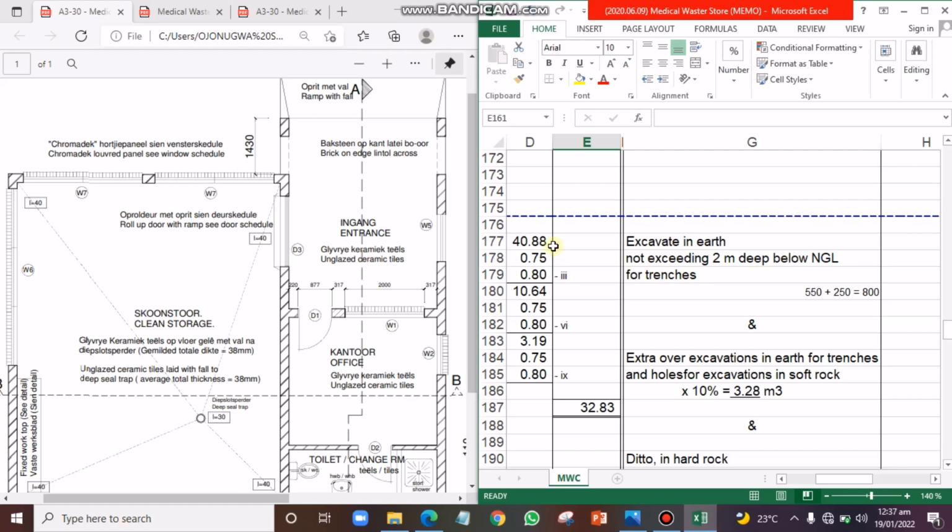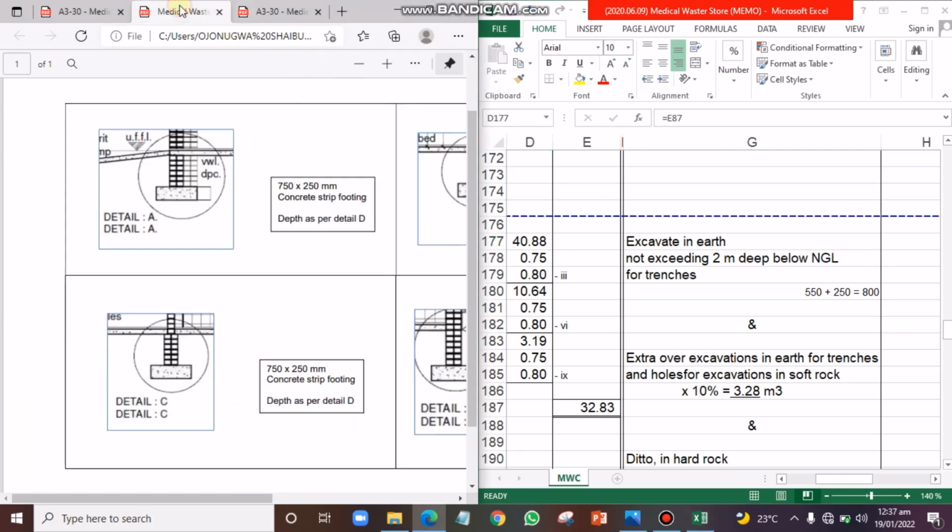Now remember, in our first calculation in the collection, we had our GAT. The first mean GAT we got was 40.88. That is what we have here for the external wall. So the GAT for this external wall, which is 40.88, times 0.75, which is the width of our foundation as stated before, 750. So 0.75 here is the width of our excavation. Then this last value is 0.80.